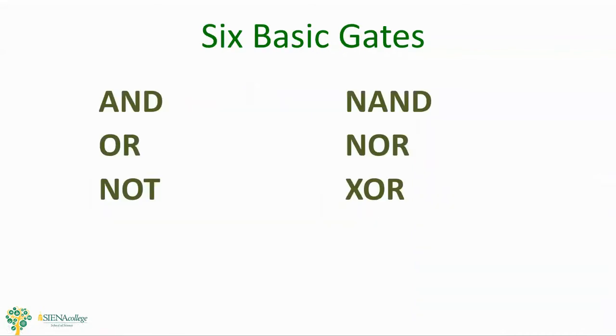There are 6 basic gates: AND, OR, NOT, NAND, NOR, and XOR, sometimes referred to as exclusive OR. We'll look at each of them one at a time.